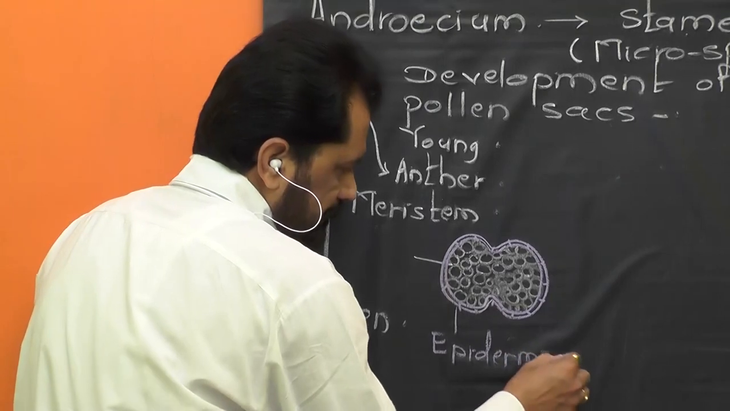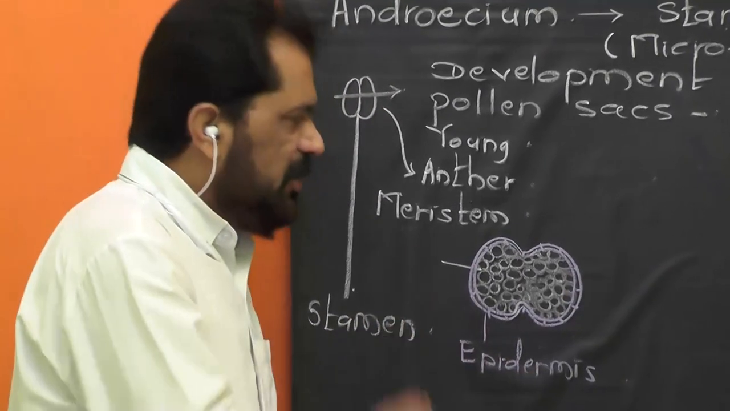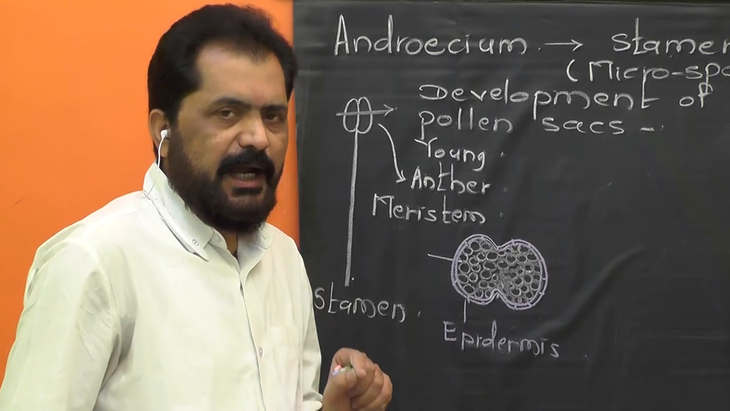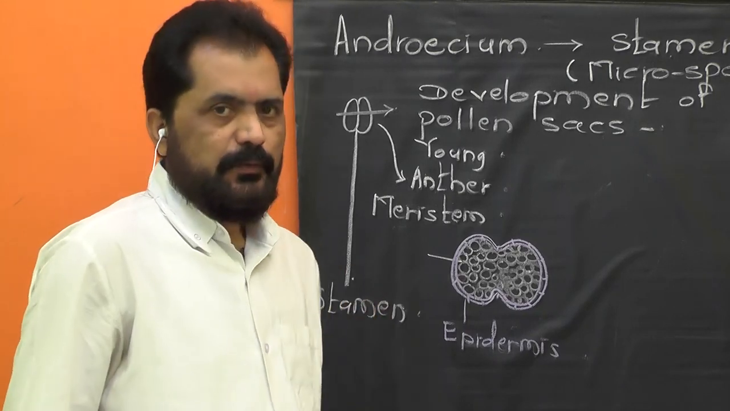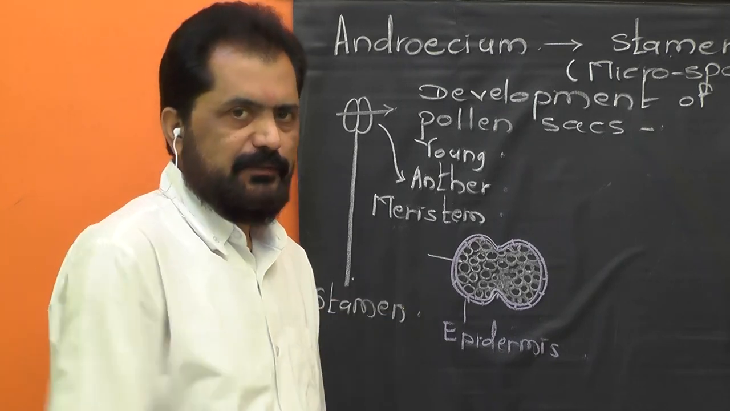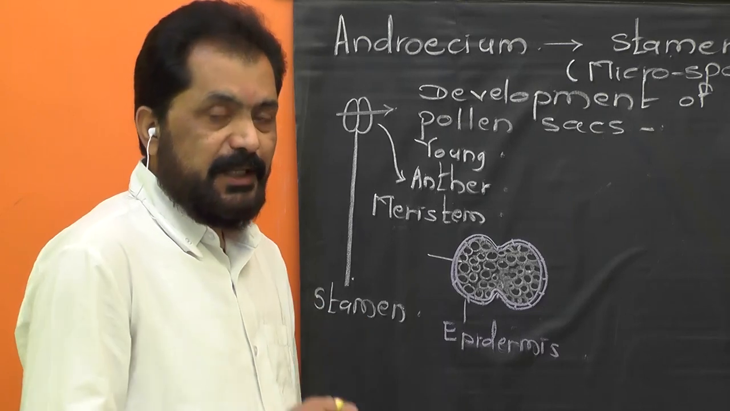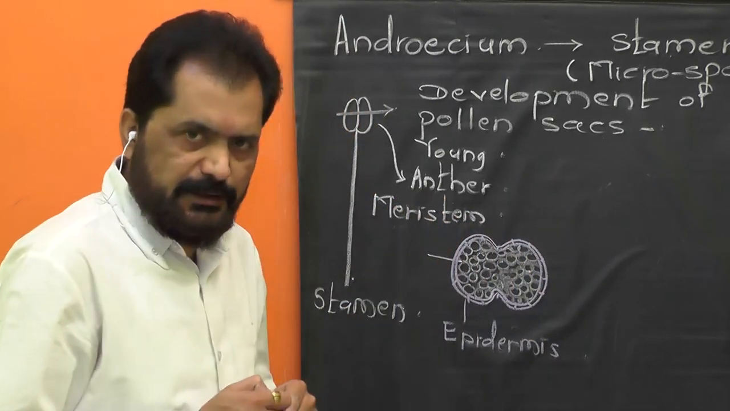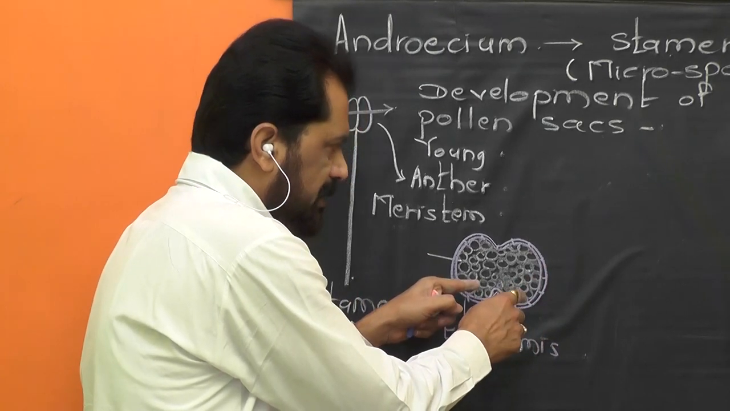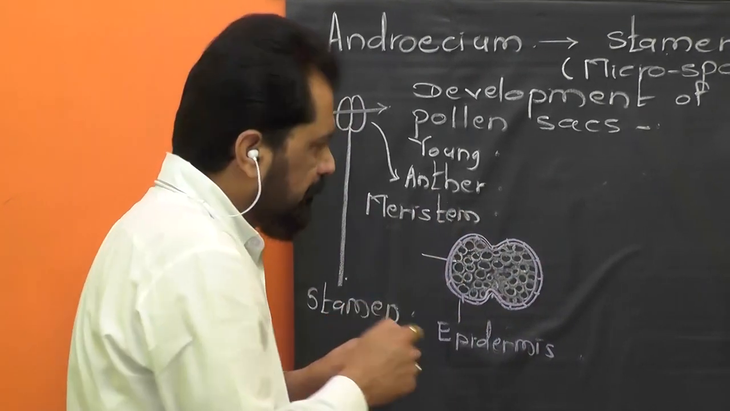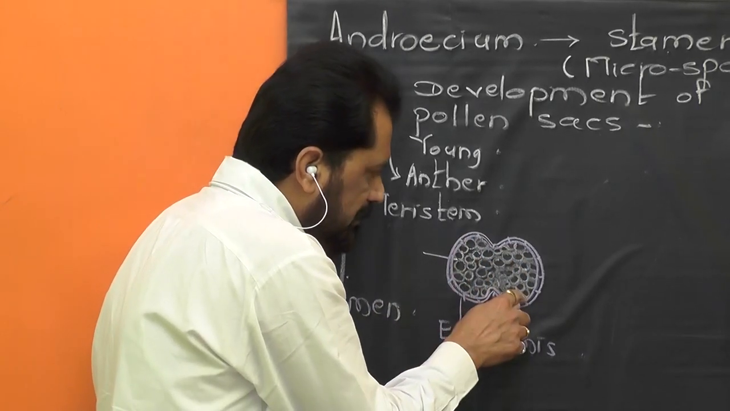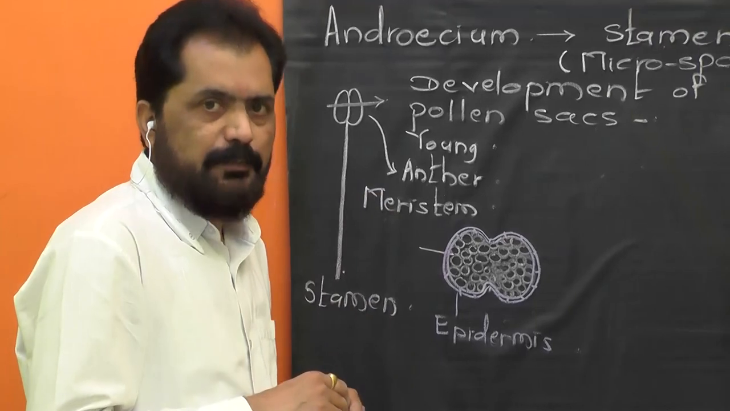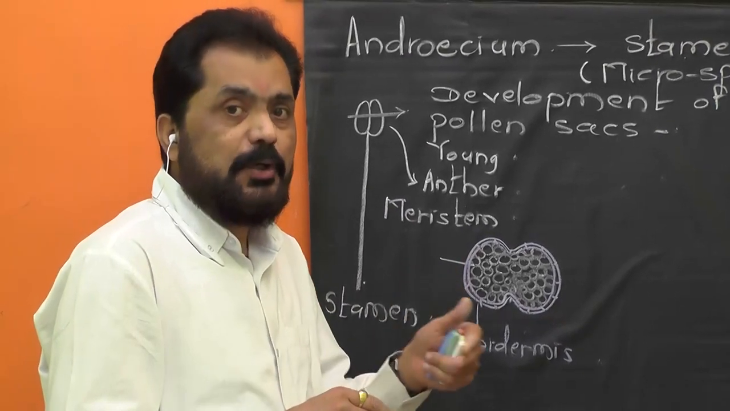Now, what happens? Initially, a few of the hypodermal cells present at the corners of the anther lobes. Look, here is the TS of the young anther. So here these two structures represent the right and left lobe of the anther. And these are supposed to be the corners of this anther. Now I said that a few of the hypodermal cells, hypodermal means what? The cells present below the epidermis.